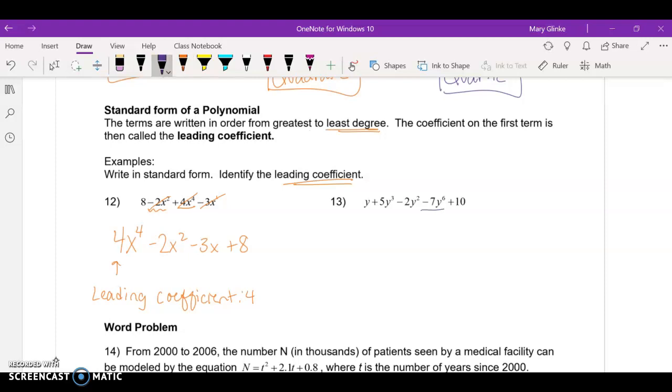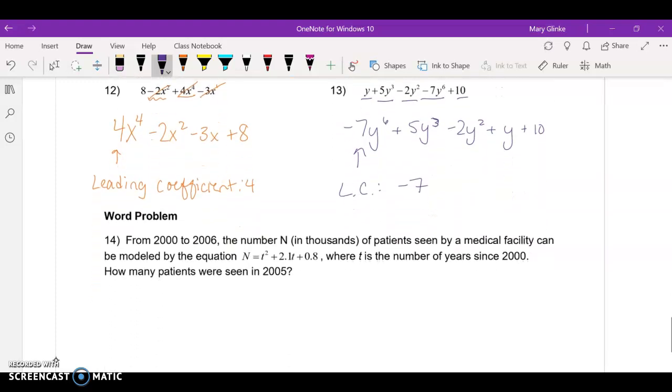For the next one, my highest degree is 6. Then comes 5y to the 3rd. Then negative 2y squared, and y, and 10. And so my leading coefficient for this one is going to be negative 7. So standard form, highest to lowest with your degrees.